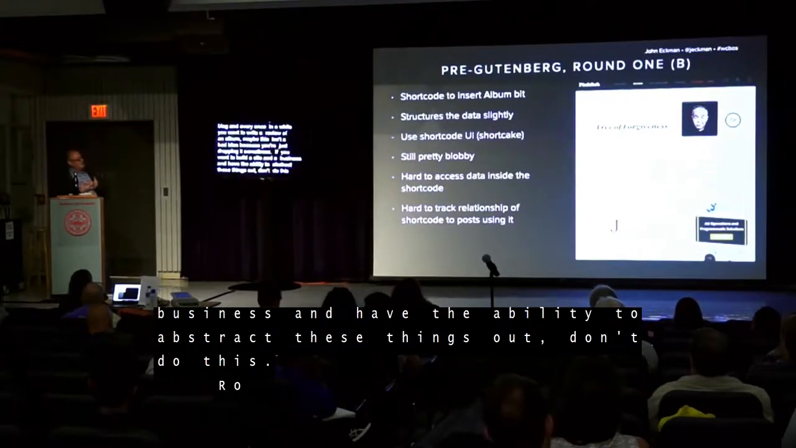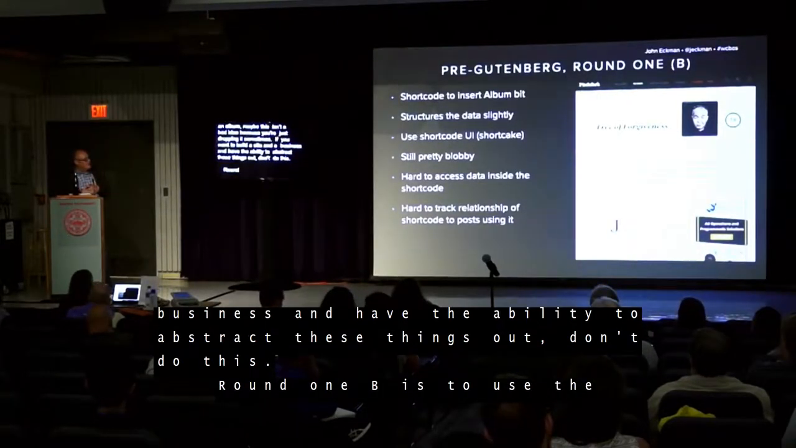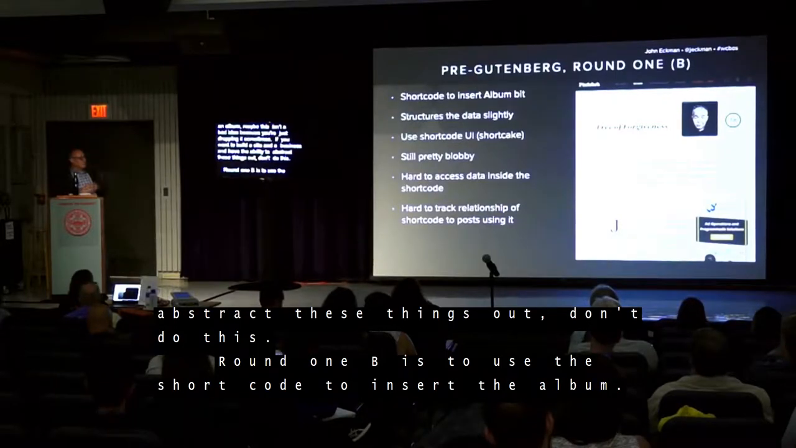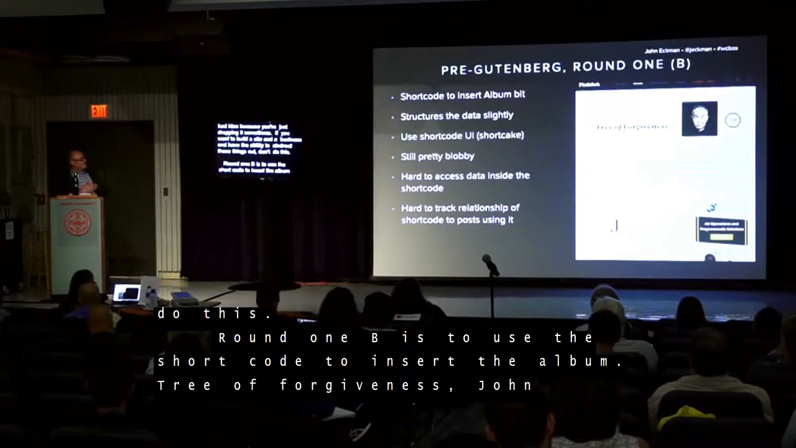Round 1B is use a shortcode to insert the album bit. Slightly better score here for The Tree of Forgiveness, John Prine's first album in 13 years. You should listen to it.